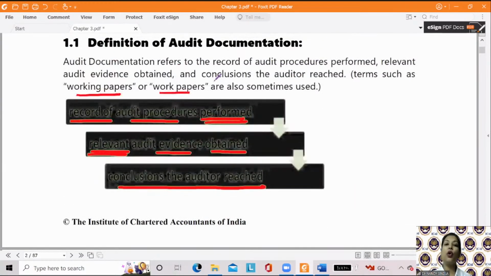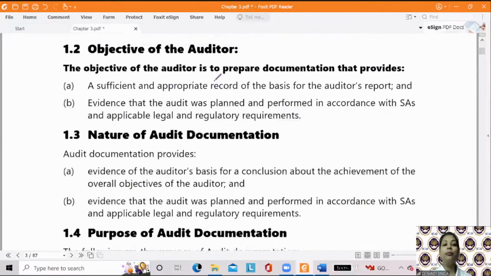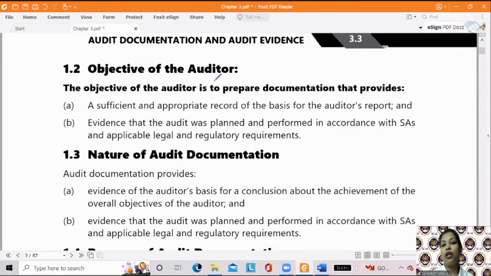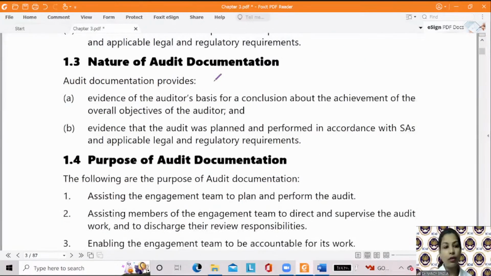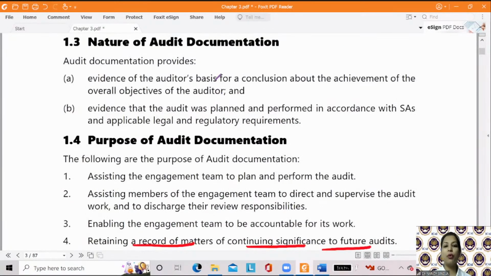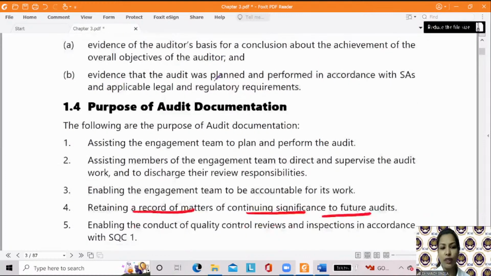So whatever audit procedures auditor performs, whatever audit evidence he obtains, whatever conclusion he reaches, a record of all that is what? Audit documentation. Okay? Objective is to provide a sufficient appropriate record of basis for auditor's report and evidence that audit was planned and performed in accordance with SAs, applicable legal and regulatory requirements.